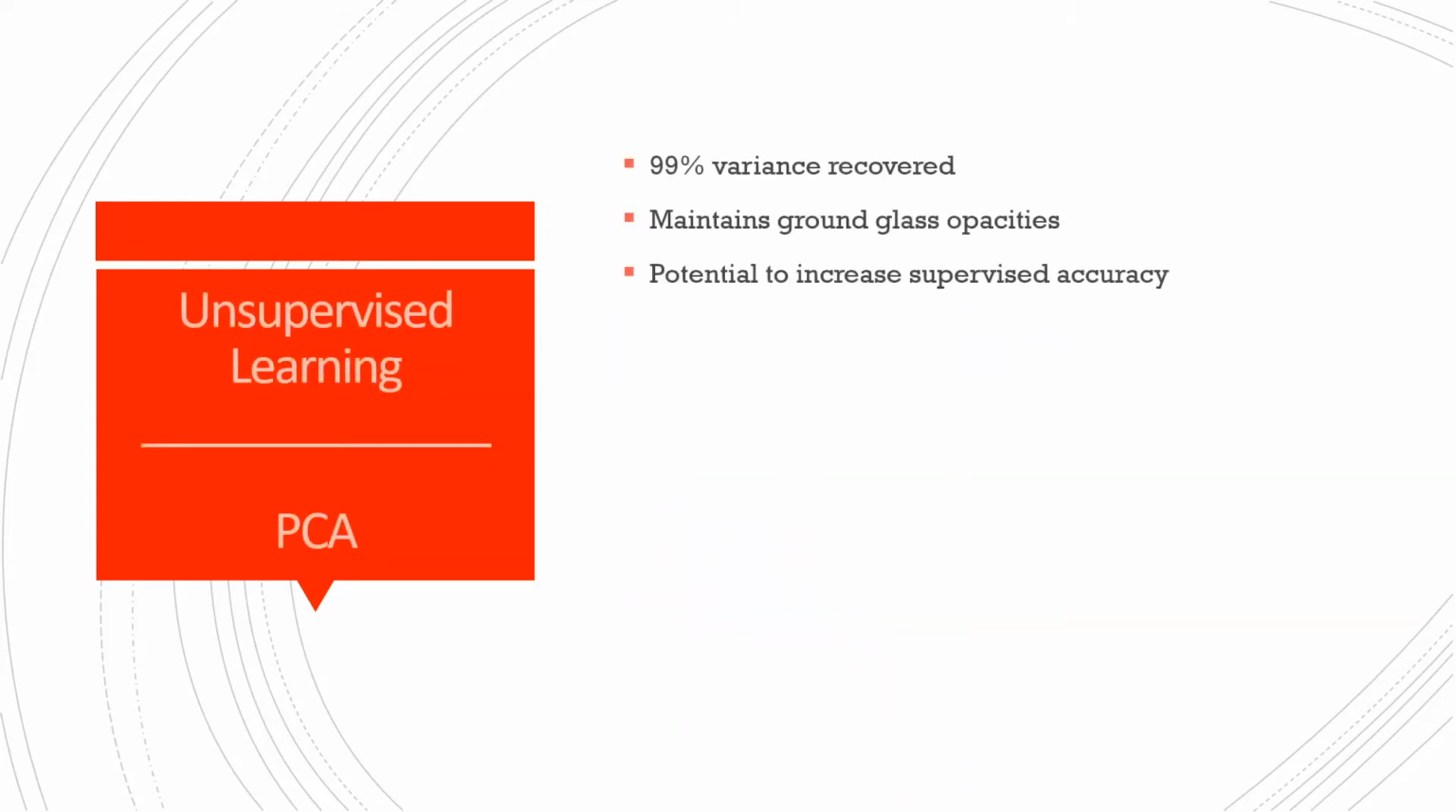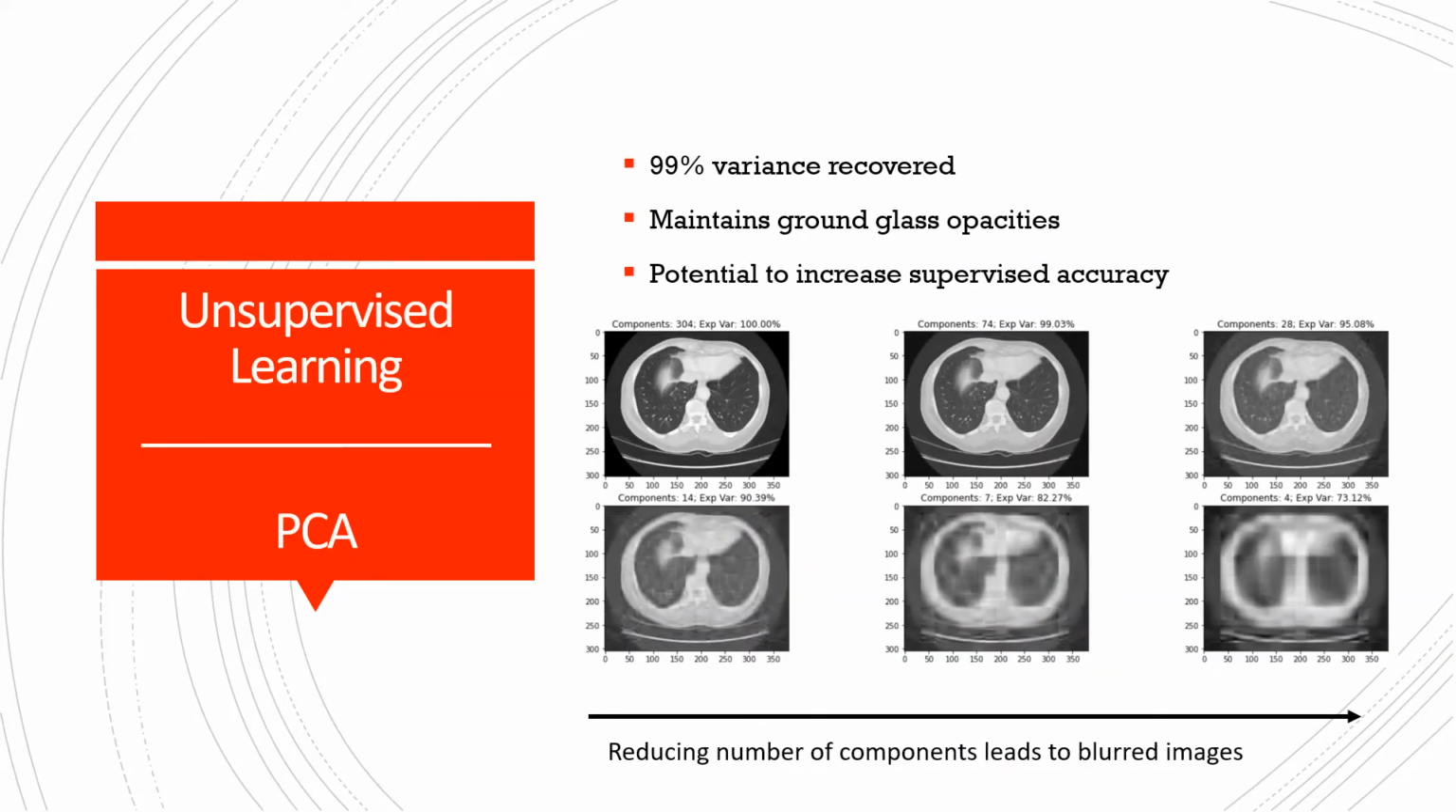We additionally utilized PCA. PCA was able to successfully reduce the dimensionality of data. 99% of variance was able to be recovered while dropping a majority of the components. However, we did not apply this outside of the unsupervised learning methods. It did highlight some ground glass opacities, but we believe that the introduced reduction in sharpness would hinder our ability to create an accurate supervised learning model.